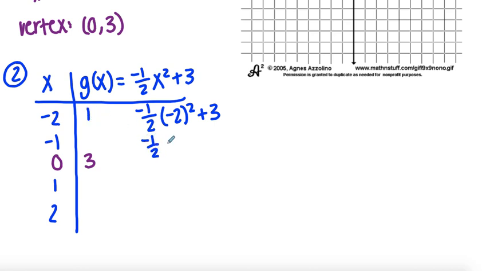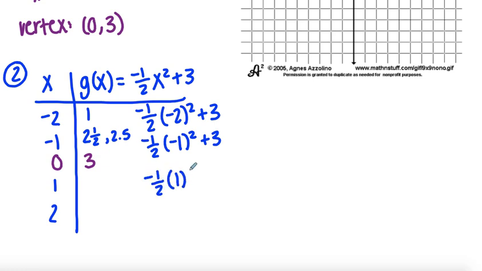And then plugging negative 1 in here, negative 1 squared is a positive 1. Times negative 1/2 is negative 1/2. And then negative 1/2 plus 3, that's going to just get me 2.5. Or if you prefer, you can put this as a decimal and do 2.5. And then now again, I know I'm doing it right if these are going to be the same numbers as up here, but we'll go ahead and check and make sure.